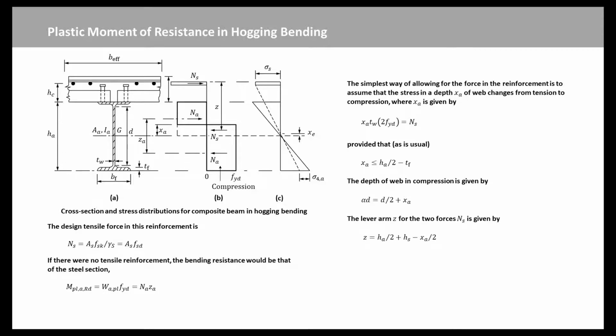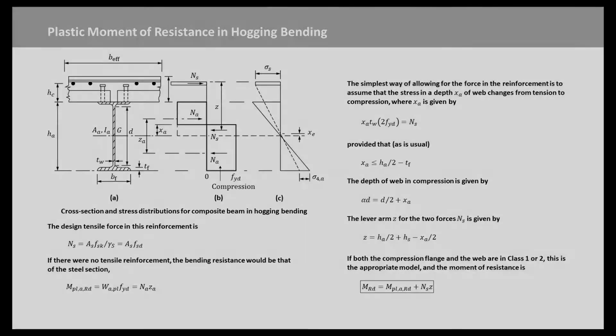The lever arm Z for the two forces Ns in Figure B is given by this equation, where Hs is the height of the reinforcement above the interface. If both the compression flange and the web are in class 1 or 2, this is the appropriate model, and the moment of resistance is this equation.